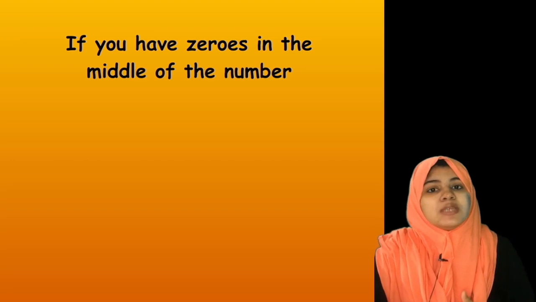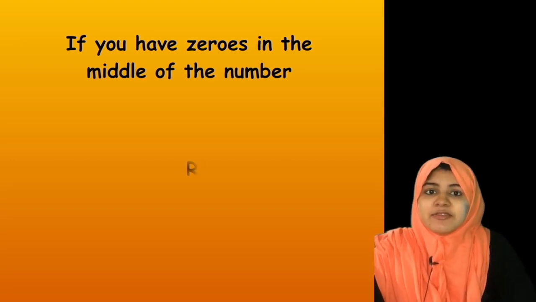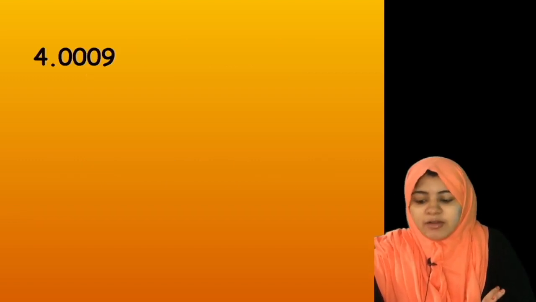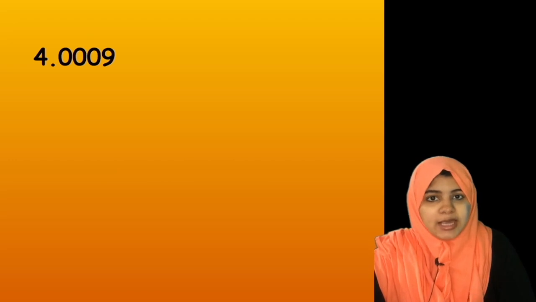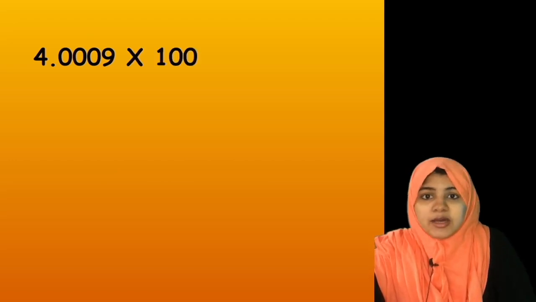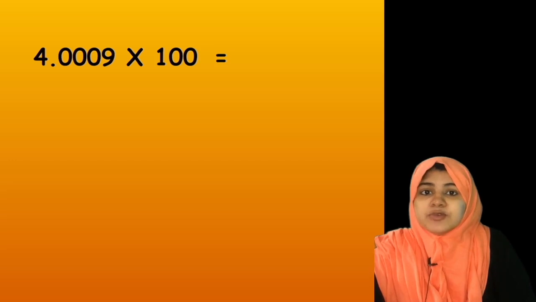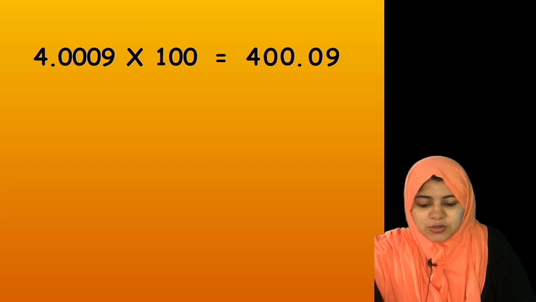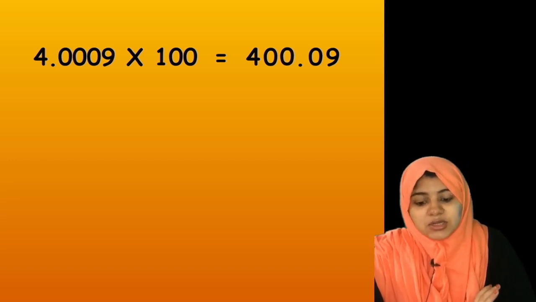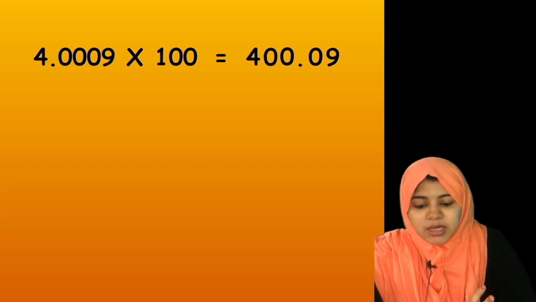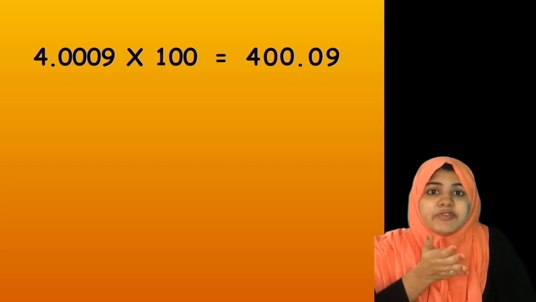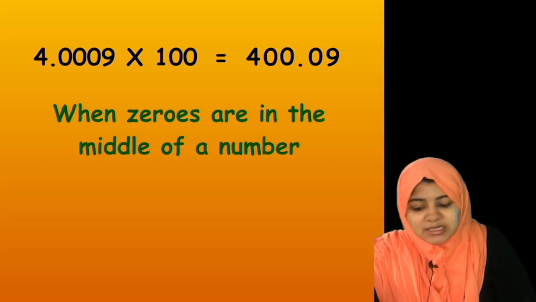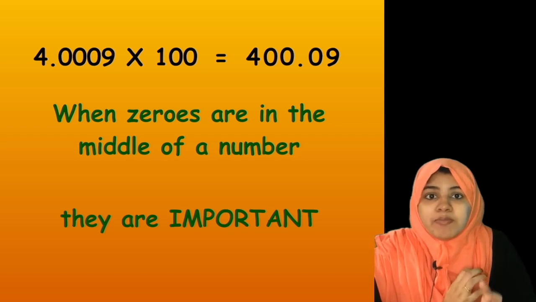If you have zeros in the middle of the number, just leave them right there. They are important. See, for example, we have 4.0009 and I'm multiplying it by 100. So what happens? I have to move the decimal point 2 places to the right. So 1 and 2. So the answer is 400.09. Now I have these zeros in the middle of the number, so I have to leave them right there. When zeros are in the middle of the number, they are important.